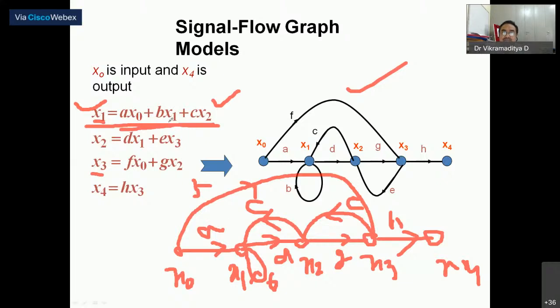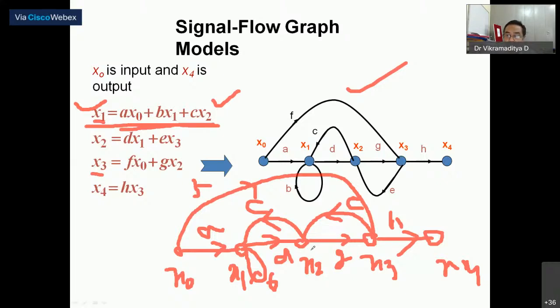Then this is added bx1. bx1 means a self loop, because I am representing x1 only. So I have drawn a self loop, and its gain is b. Similarly, cx2 is a feedback, again a loop in feedback form. So I am not drawing it in a straight way, but in this loop form, whose gain is c. In this way, the first equation is ready.